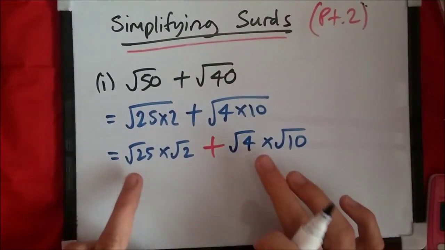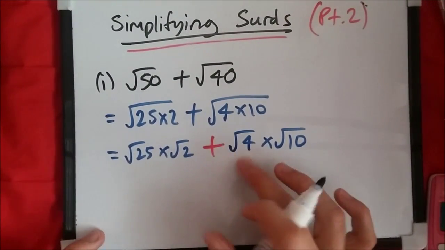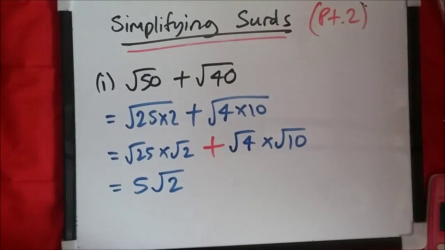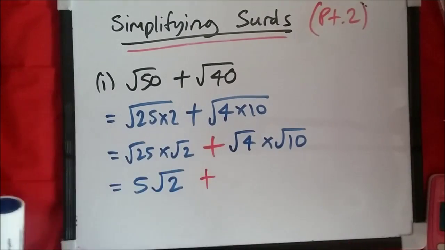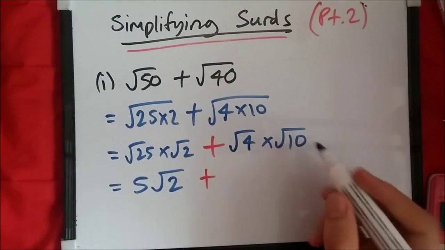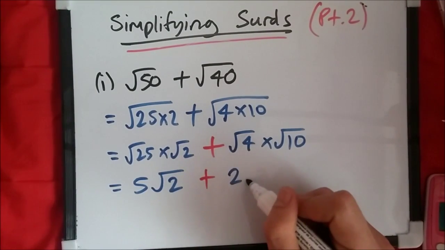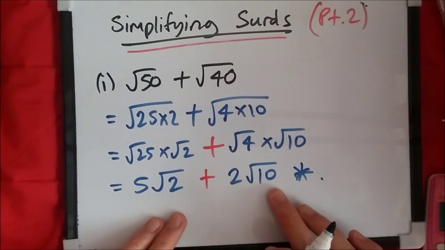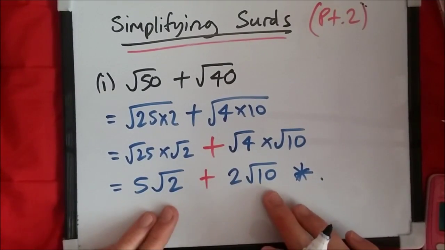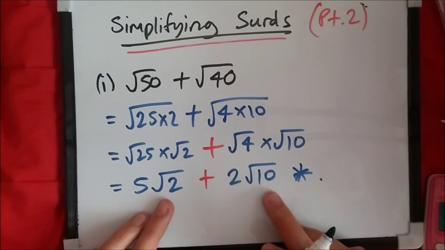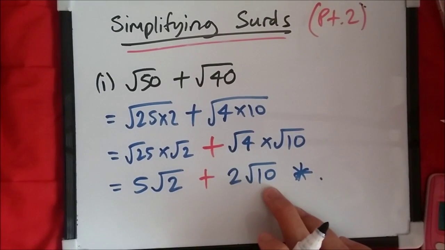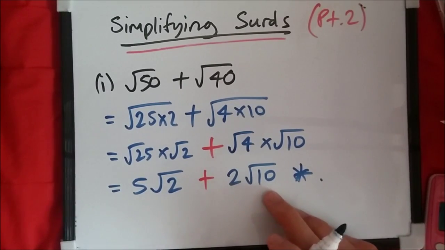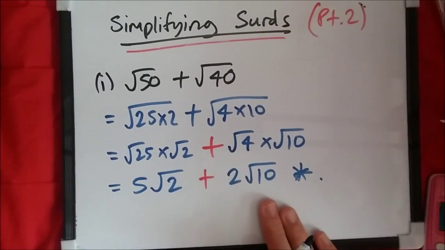Okay. These are square numbers. This is 5 and this is 2. So we're going to have 5 root 2 plus root 4 times root 10 would be 2 root 10. And this would be it. Notice that these two are not the same bases, okay? I mean, you could break down this to root 2 and root 5, but trust me, it's not really going to help. So this would be the end of the case.